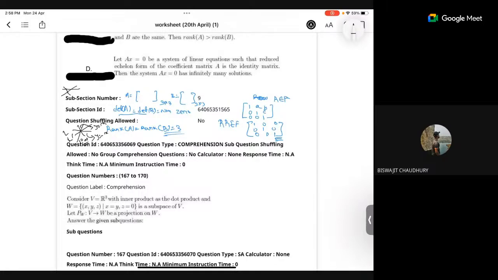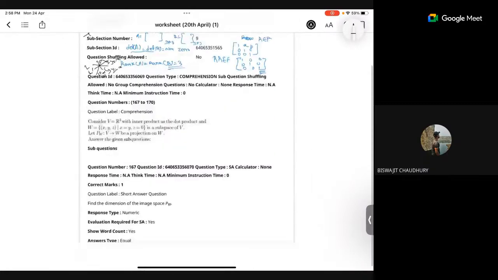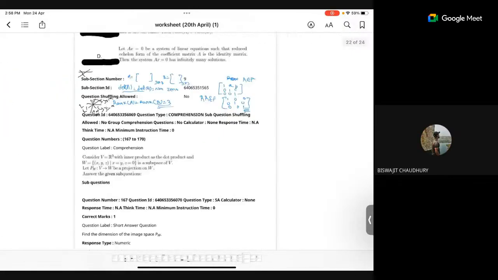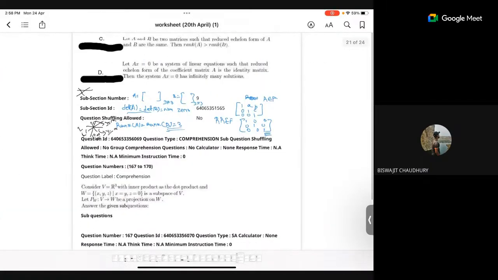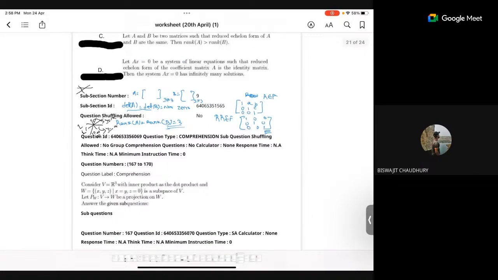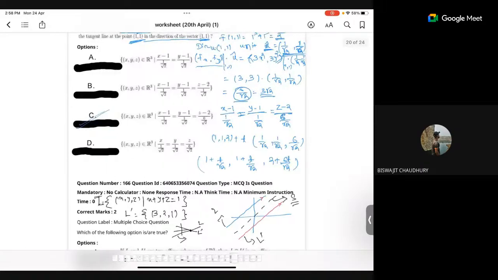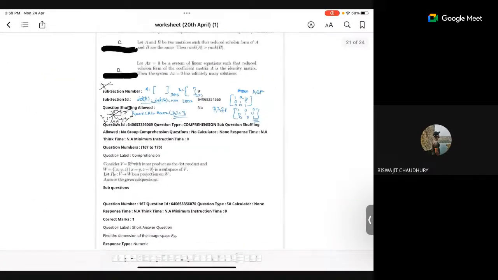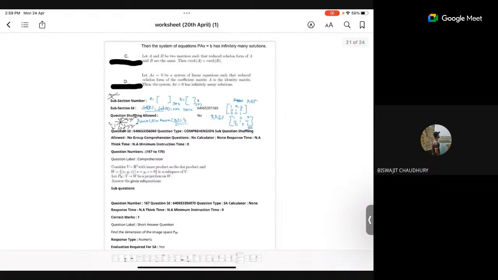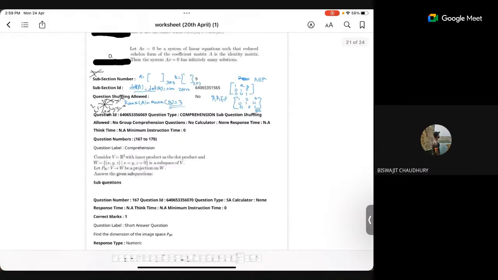Okay, so now option B. I think I'm running out of space. What is being given in option B? It's given that let AX equal to B be a system of linear equations with infinitely many solutions, and let P be an invertible matrix such that the product PA is well defined. Then the system of equations PAX equal to B has infinitely many solutions. Okay, we'll just solve it here.